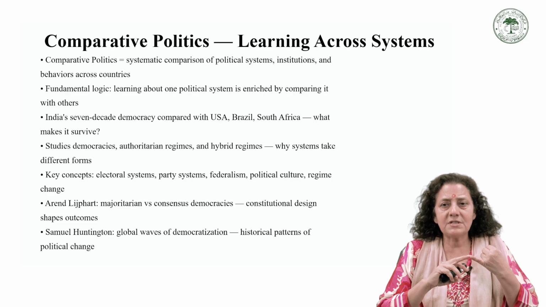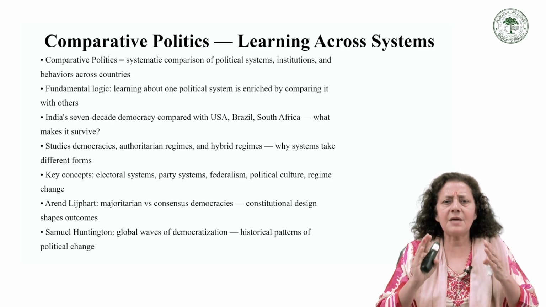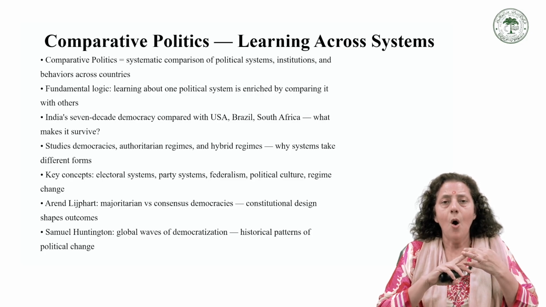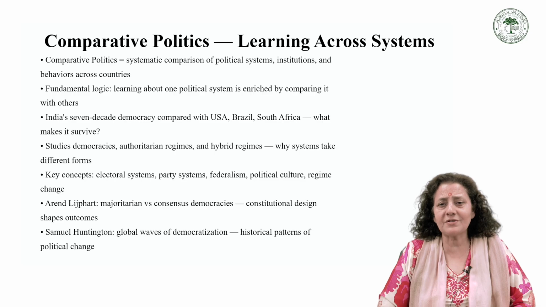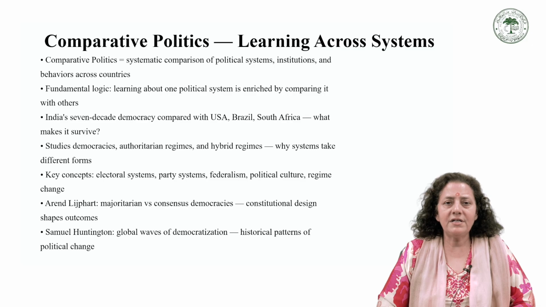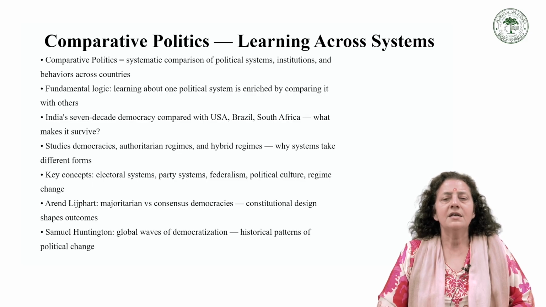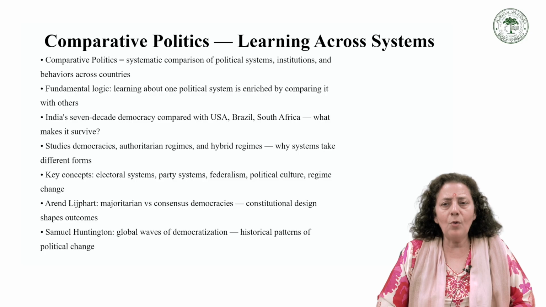Comparative politics also studies different types of political system, democratic, authoritarian regimes, hybrid regimes, and seeks to understand what factors cause political systems to take different forms and to succeed or fail. Key concepts include political institutions, electoral systems, party system, federalism, political culture, and regime change. Scholars like Arend Lijphart, who distinguish between majoritarian and consensus democracies, and Samuel Huntington, who analyzed global waves of democratization, have made path-breaking contributions to this subdiscipline.